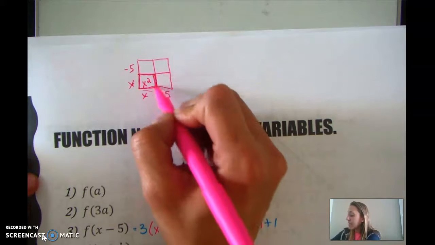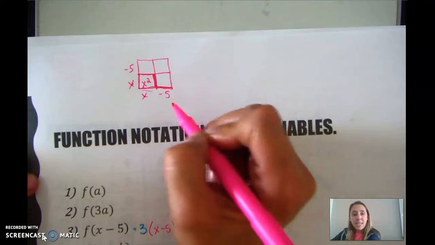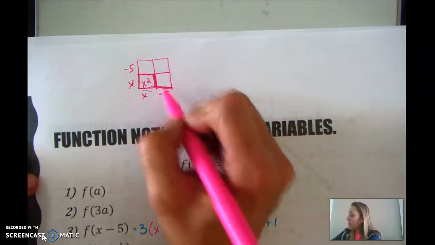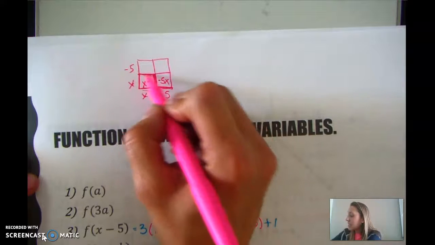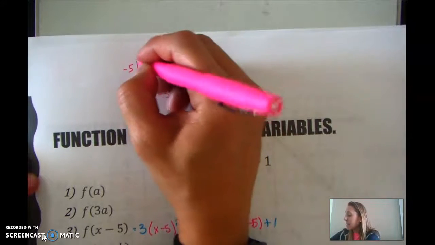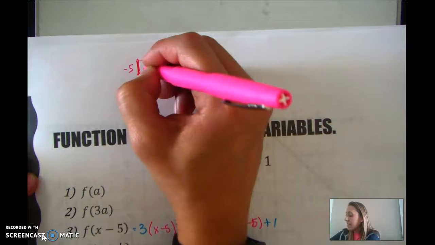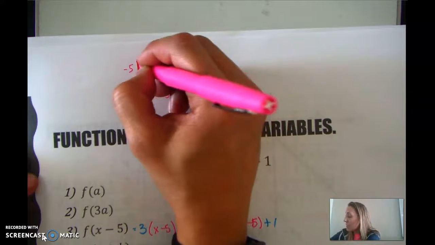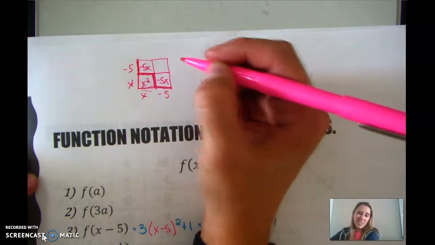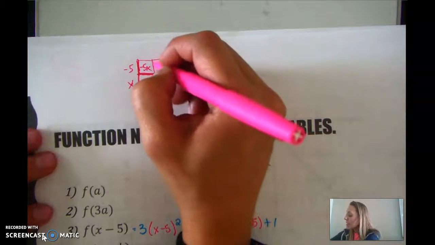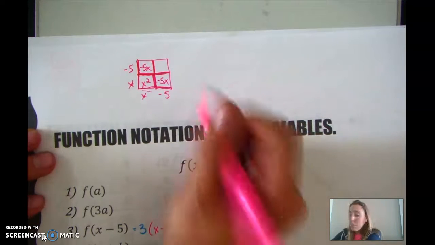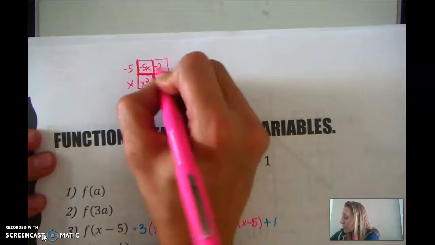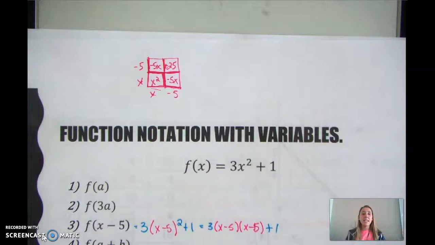Then we're saying that if this side length is x and this side length is negative 5, what is the area of that one? Well, that would be x times negative 5, which is negative 5x. And this side length right here is x, and this side length right here is negative 5. What is the area of that? Well, that's negative 5x. This is why we call it the area model. Then this side length is negative 5, and this side length is negative 5. What is the area of that? Well, that's negative 25. I'm sorry, positive 25, because negative 5 times negative 5 is a positive 25.